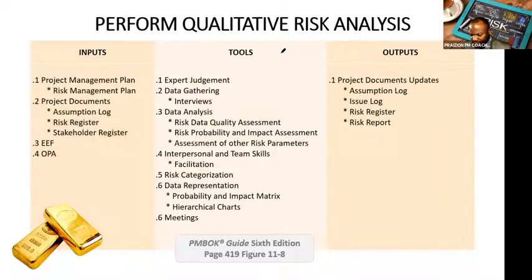Not only can you use your RBS, you could use the work packages that they're tied to, to categorize those risks. All right, and then we've got the probability and impact matrix we've talked about. Hierarchical charts are here in the PMBOK Guide, but there is a mistake on page 426.